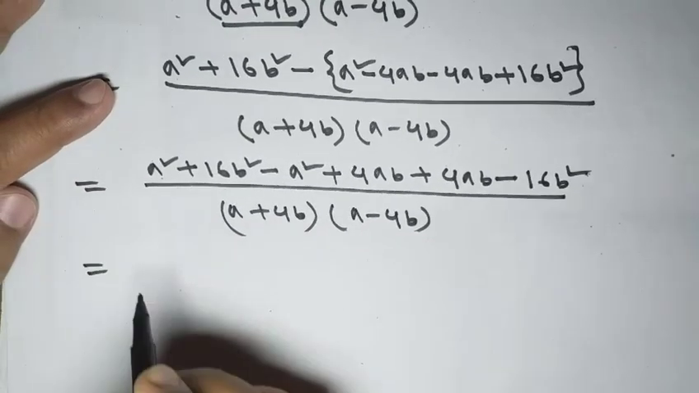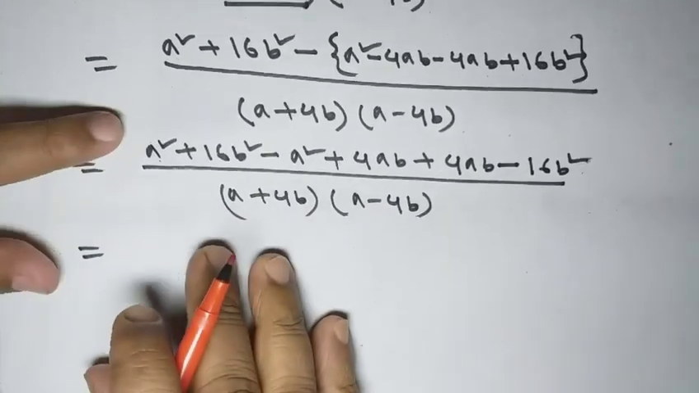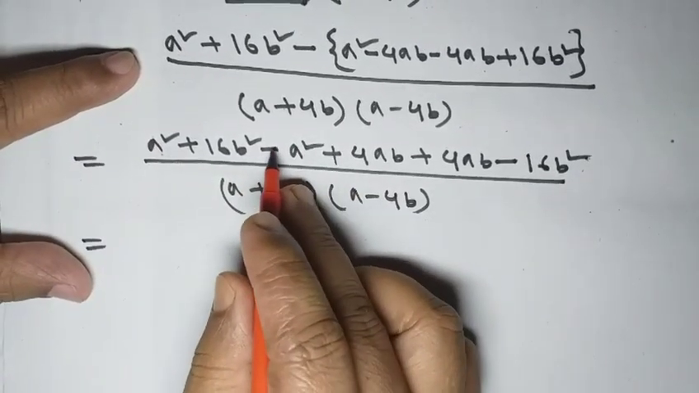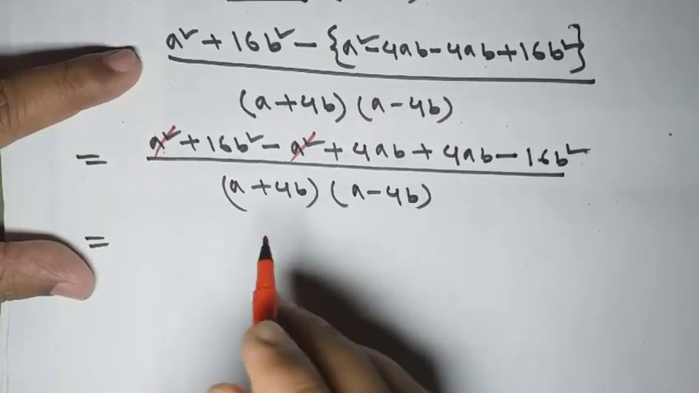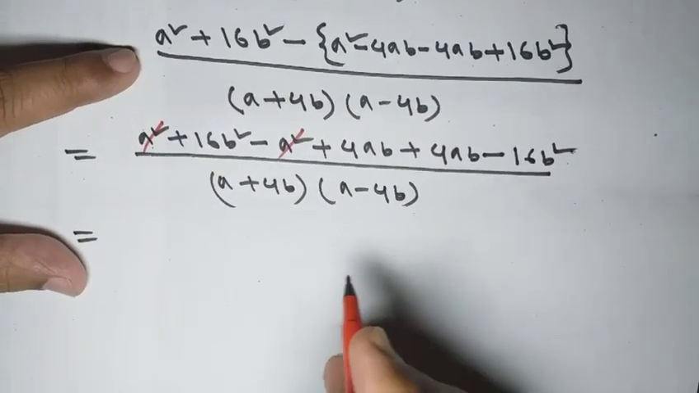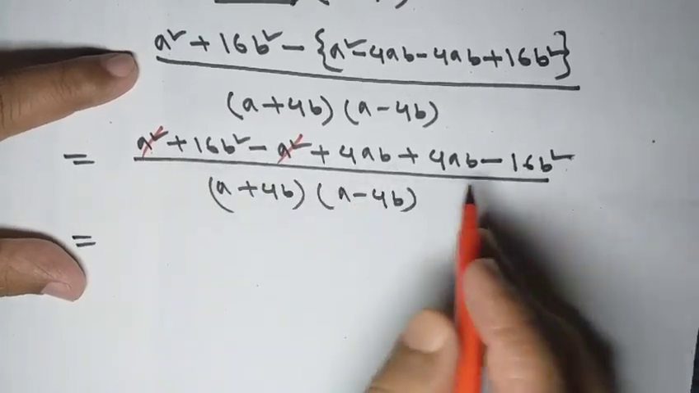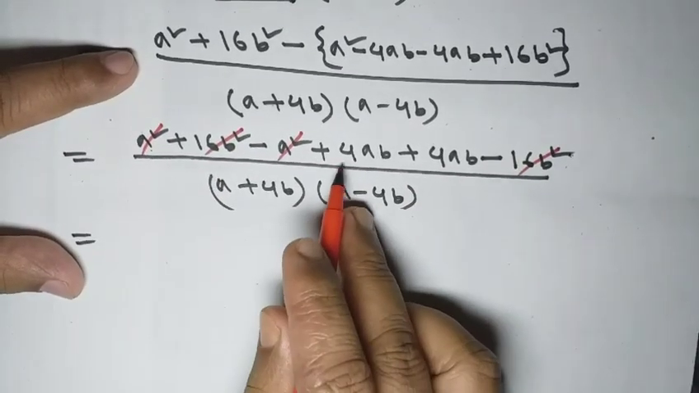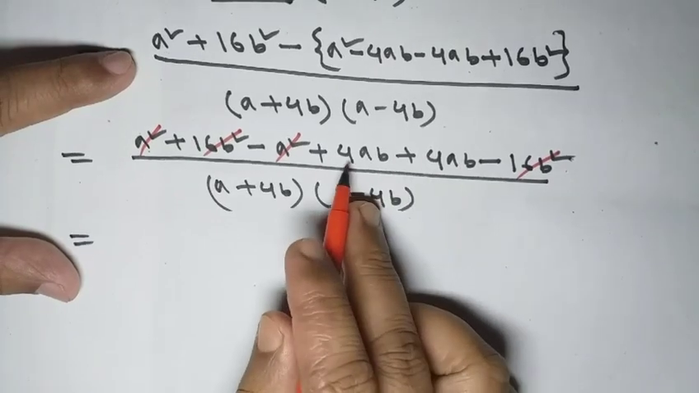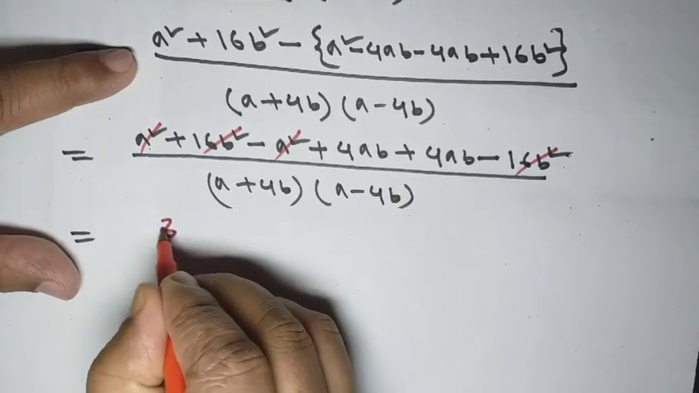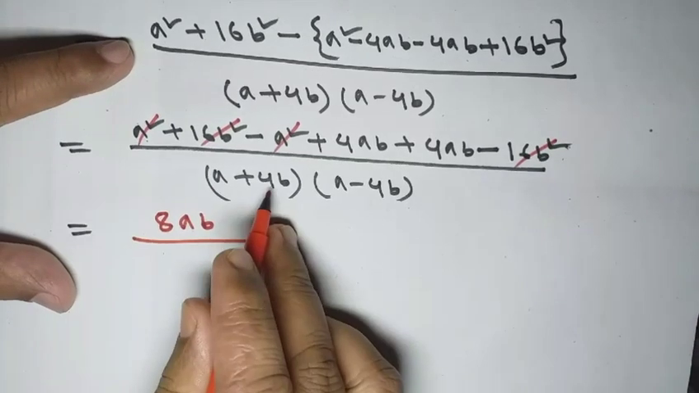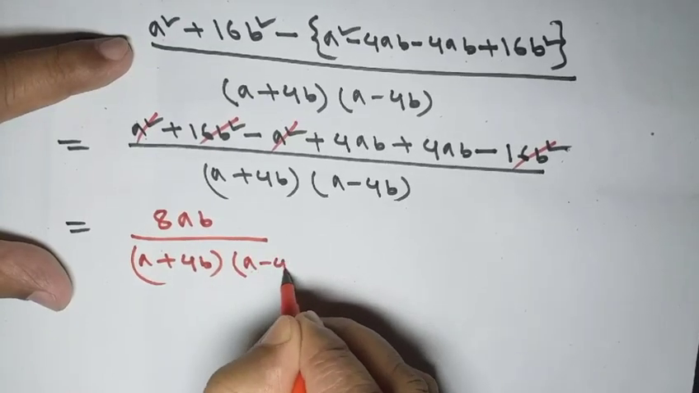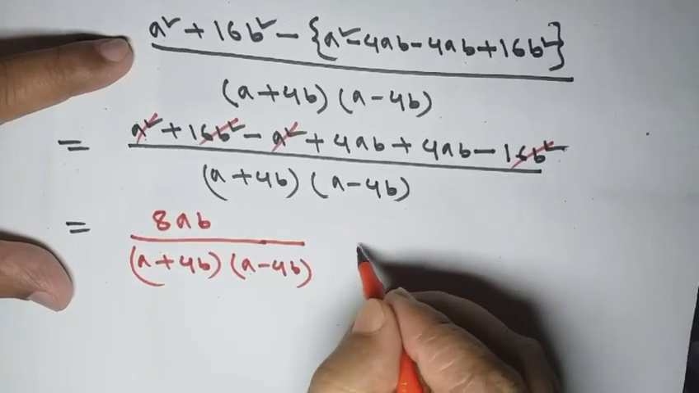Now we will do the calculation. Student, you can see here a square is plus sign holder and this a square is minus sign holder, so we can cut it, and 16b square is plus sign holder and 16b square is minus sign holder, so we can cut it also, and only 4ab and 4ab is remaining. So if we add 4ab and 4ab, we'll get 8ab over a plus 4b and a minus 4b, and this is the answer of 4D.